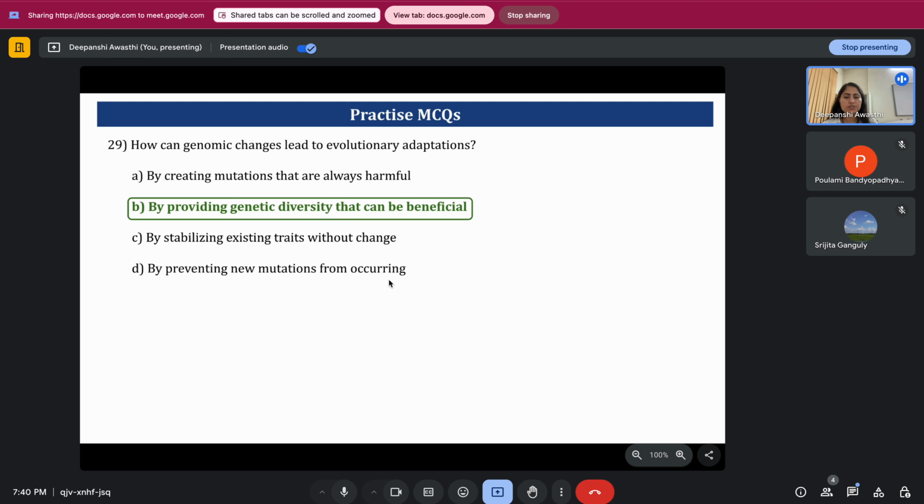By preventing new mutations from occurring. So no genomic mutations, because these mutations are very necessary. Because if mutations happen, then only will we evolve to better individuals. So that's why mutations are also necessary. Not all mutations are harmful. In that scenario, mutations are helping us to adapt to new changes, new environments. So yeah, mutations are also useful. If those are beneficial, then they will be adapted.